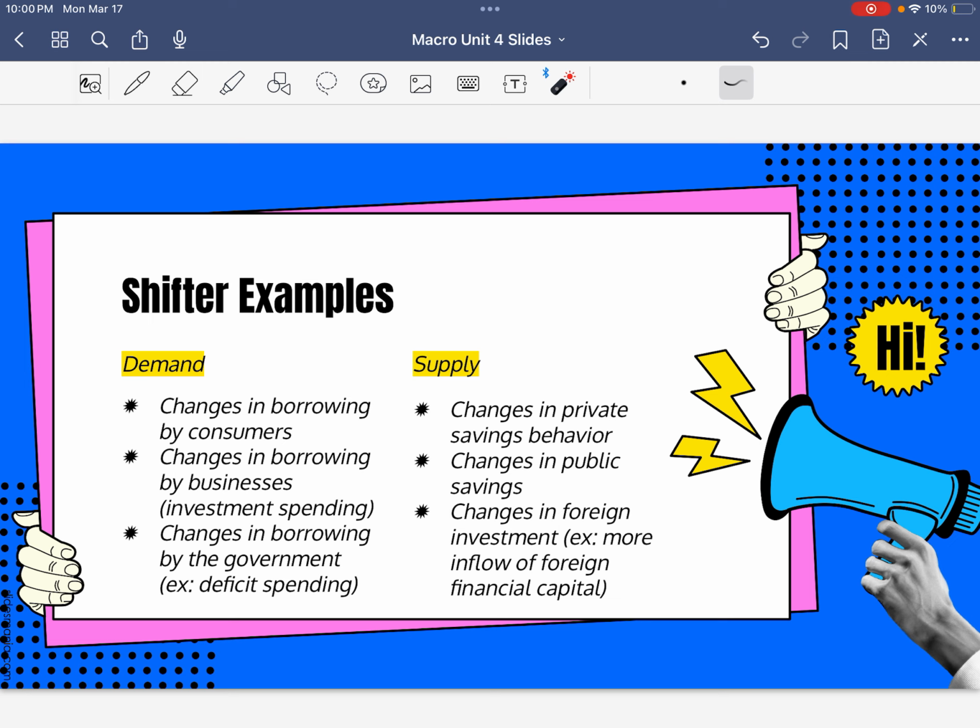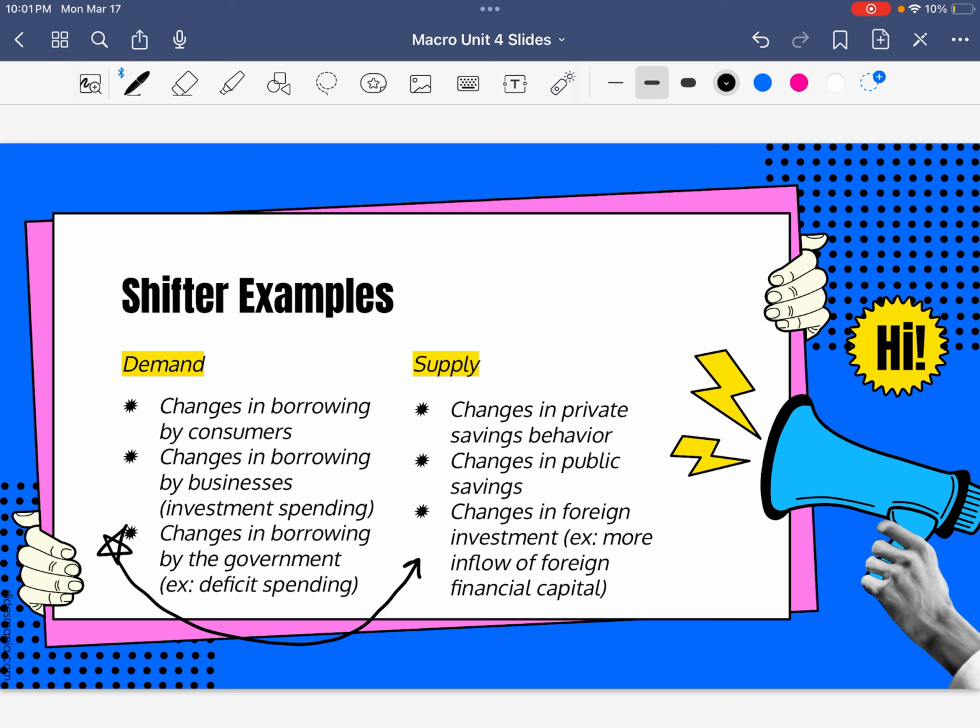And then also the government, this is tricky. This one technically can also be supply. We're going to do it here in a second. So changes in borrowing by the government, if the government borrows more money or borrows less money. Supply of loanable funds can be changed if we change private savings. If our marginal propensity to consume majorly increases and Americans save no money, then the supply of loanable funds is going to go down because their money is not being saved in a bank.